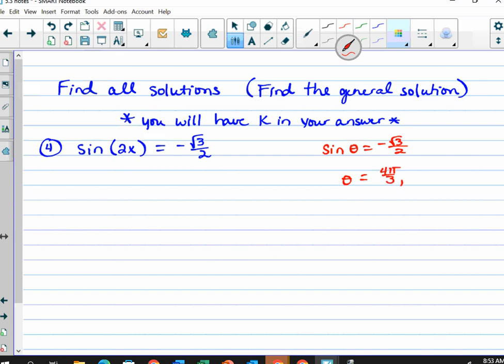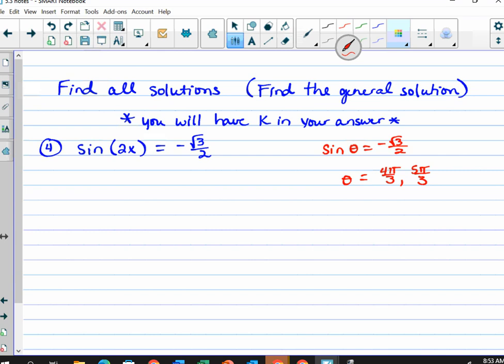4 pi over 3, then the other one. Third and fourth quadrant, so it's negative: 4 pi over 3, 5 pi over 3. Okay, I got so scared. I thought I forgot my entire unit circle for a second. Yeah, you guys need some work on your circles.